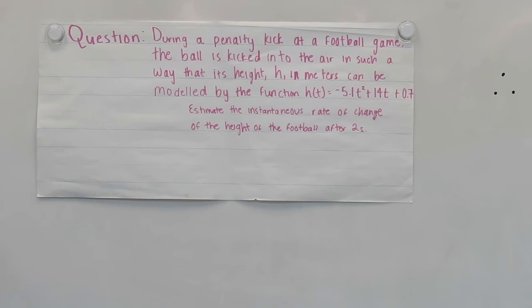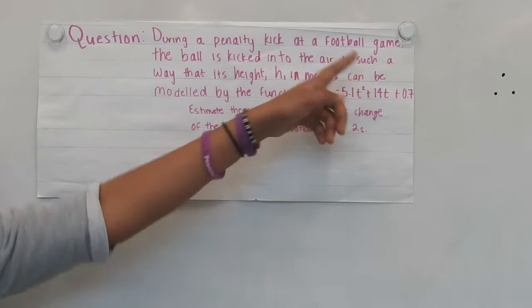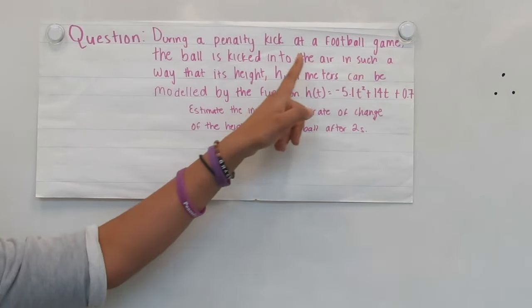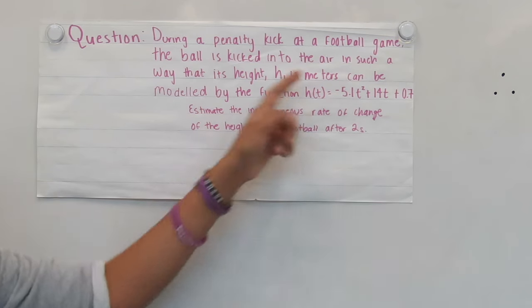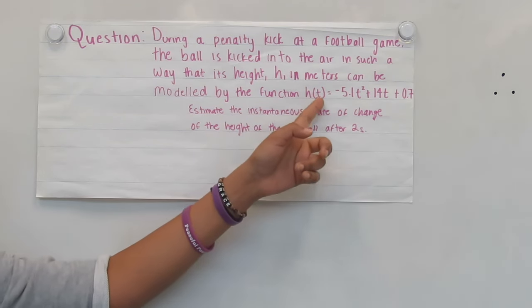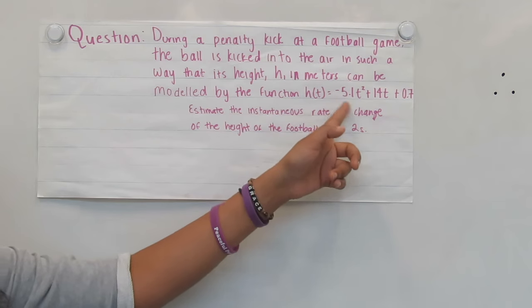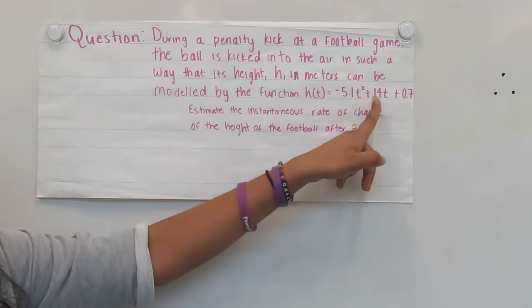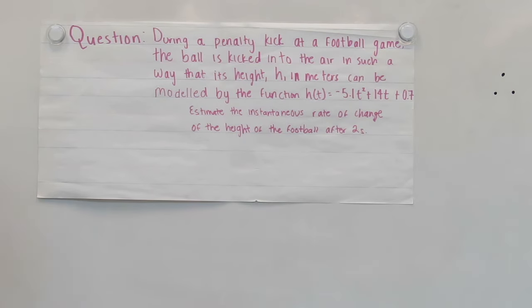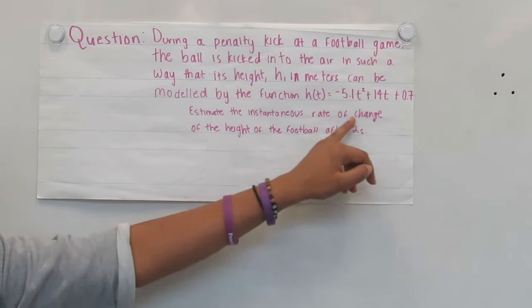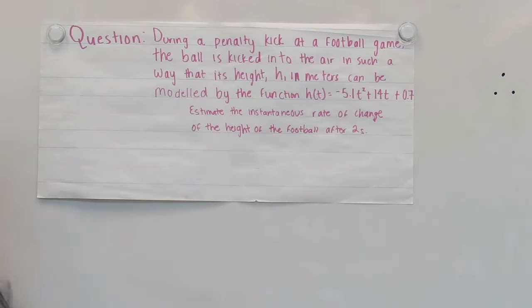So the question for IROC, or the instantaneous rate of change, is: during a penalty kick at a football game, the ball is kicked into the air in such a way that its height, h, in meters can be modeled by the function h of t is equal to negative 5.1t squared plus 14t plus 0.7. Estimate the instantaneous rate of change of the height of the football after 2 seconds.